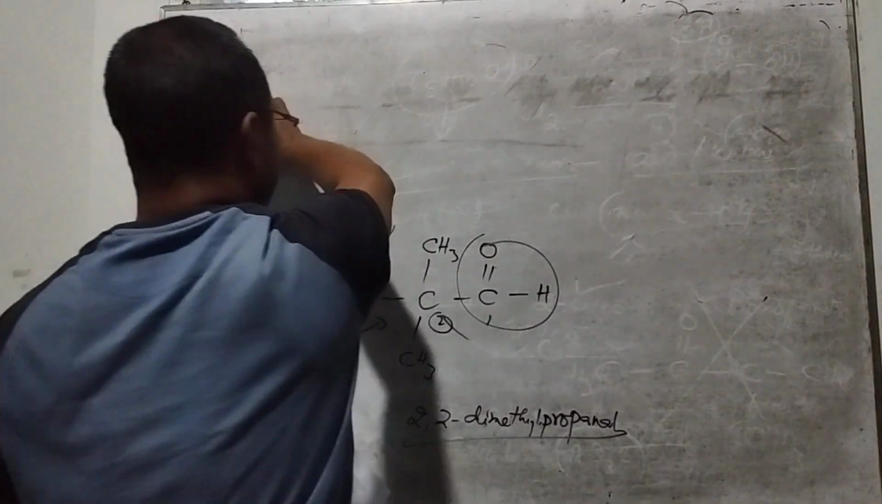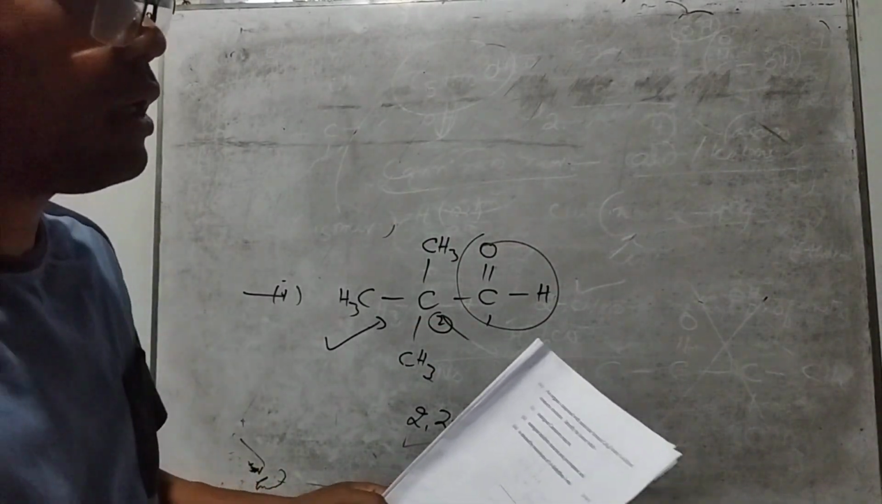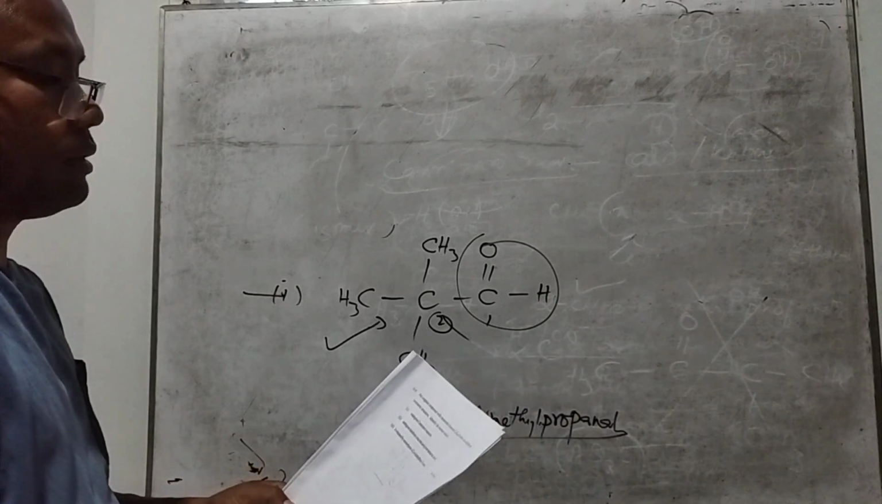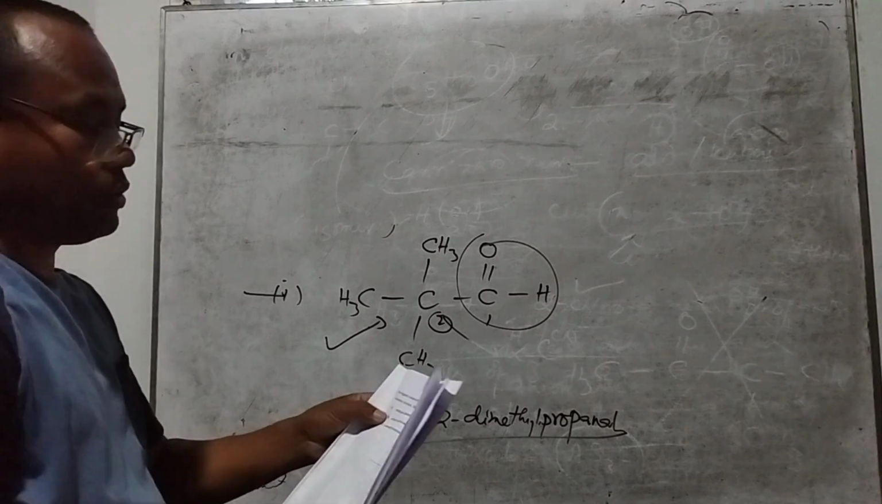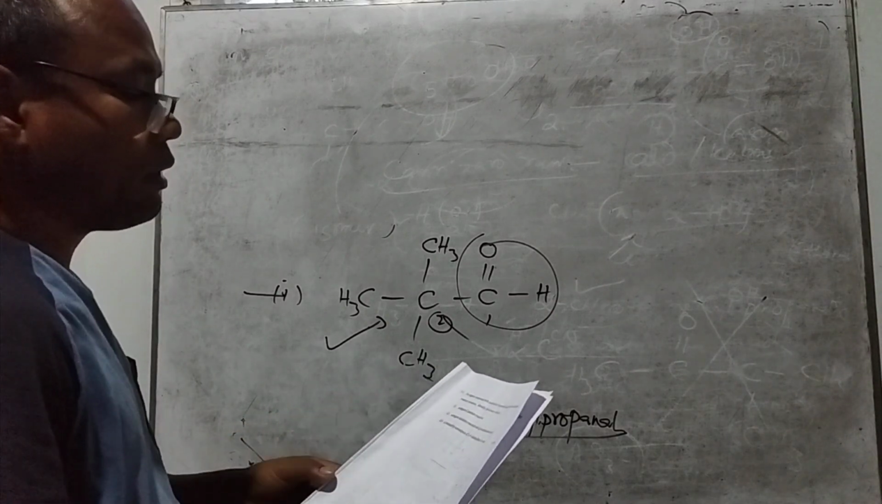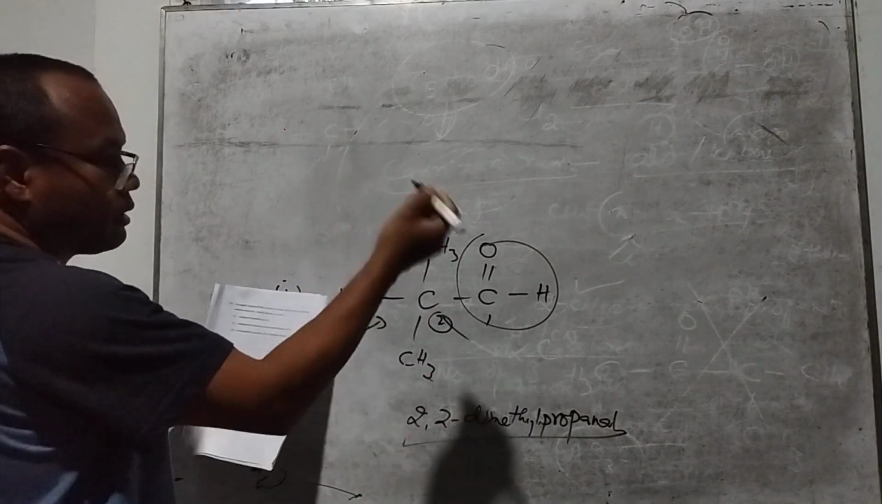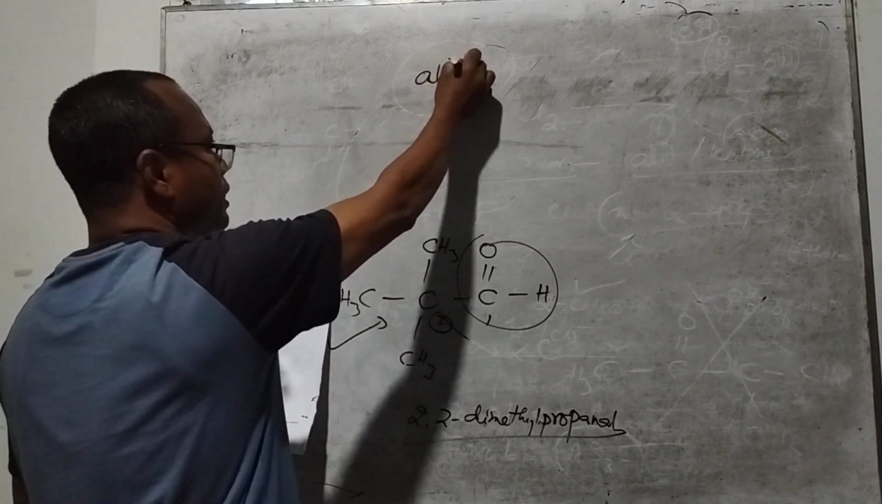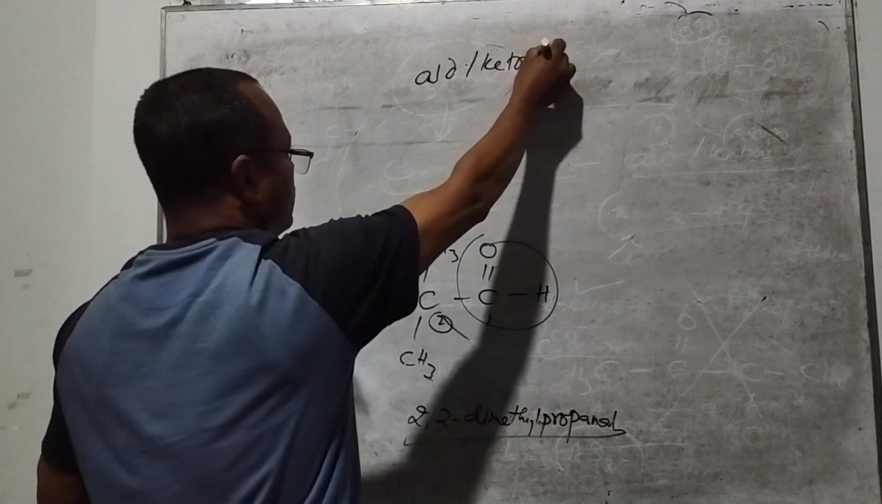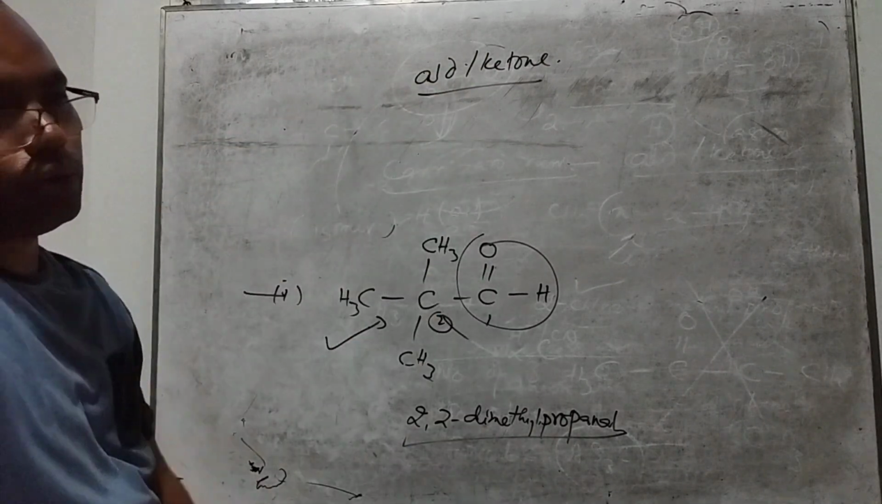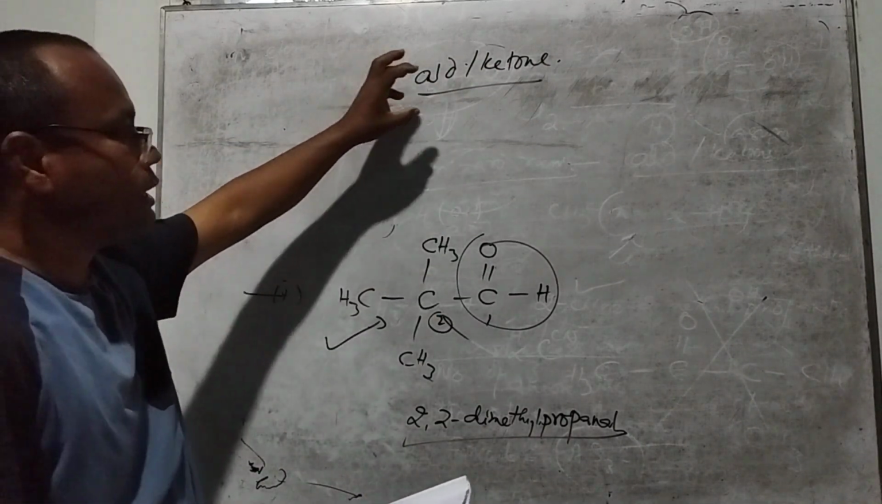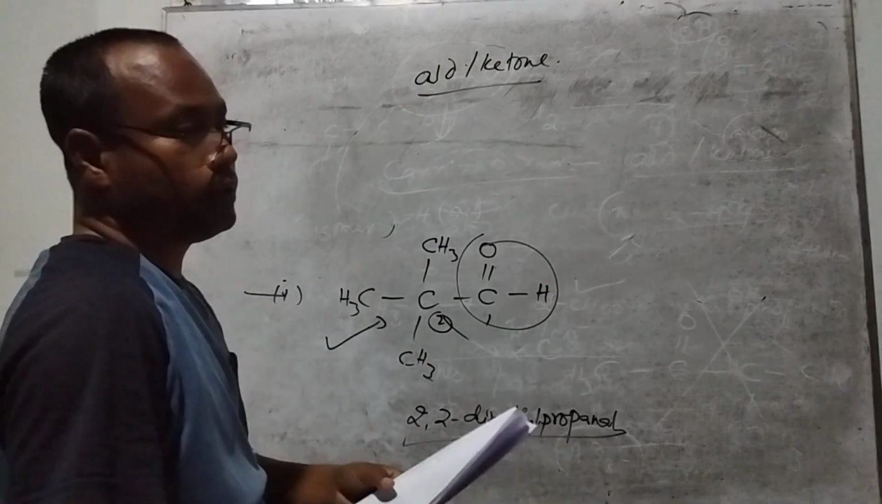So in our class we learn the iodoform reaction. The haloform reaction, one example of which is the iodoform reaction, is related to aldehydes or ketones. So what type of aldehydes and ketones undergo the haloform reaction?